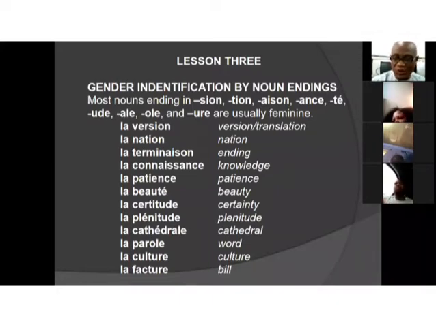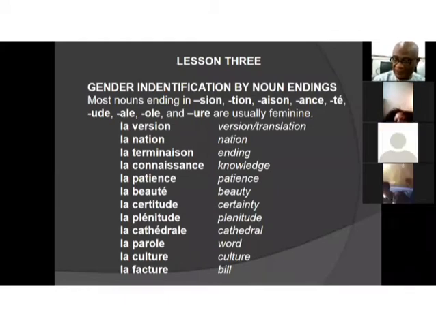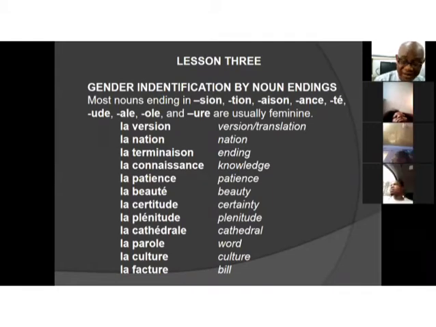The rules are simple. If you look at your book, most nouns that end in S-I-O-N, in fact almost all of them, are feminine. You can see your examples. You have version, you have television. They end in S-I-O-N. They are generally feminine. You have compassion, commission. So you say la commission, la télévision, la version, or you say une version, une télévision, une commission.